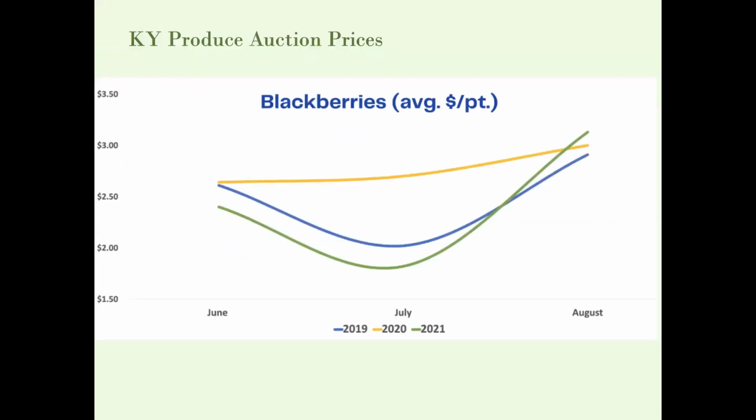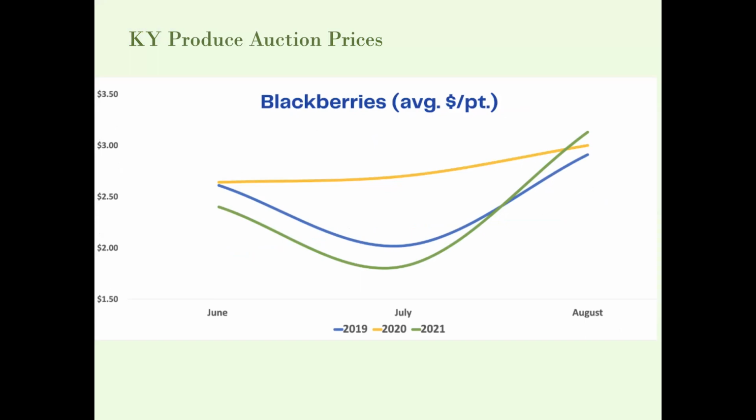You notice the change of background color. We're no longer in the farmer's market realm. We're now in the realm of produce auctions. So the prices are a little bit lower per unit. They also look a little bit different, with the exception of the yellow line, which was the first COVID year, 2020, which was probably the best year for produce auctions ever as far as sales go.